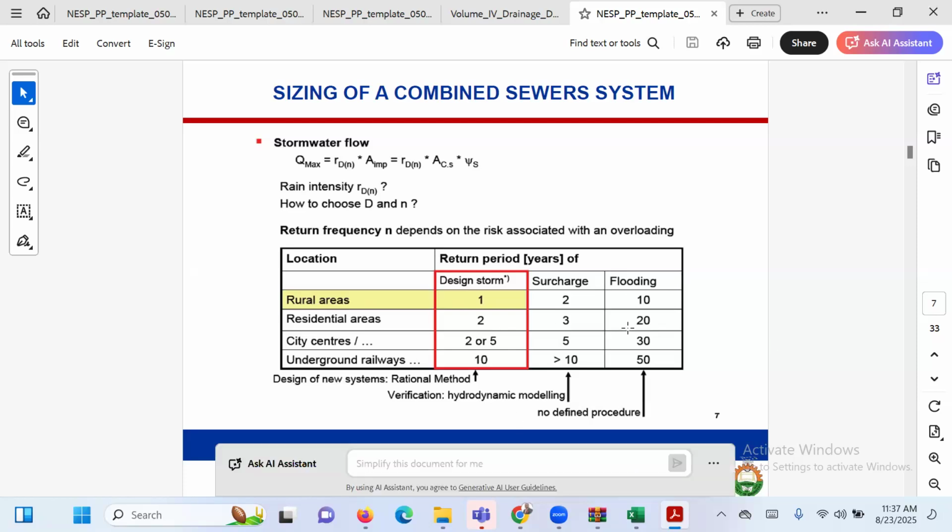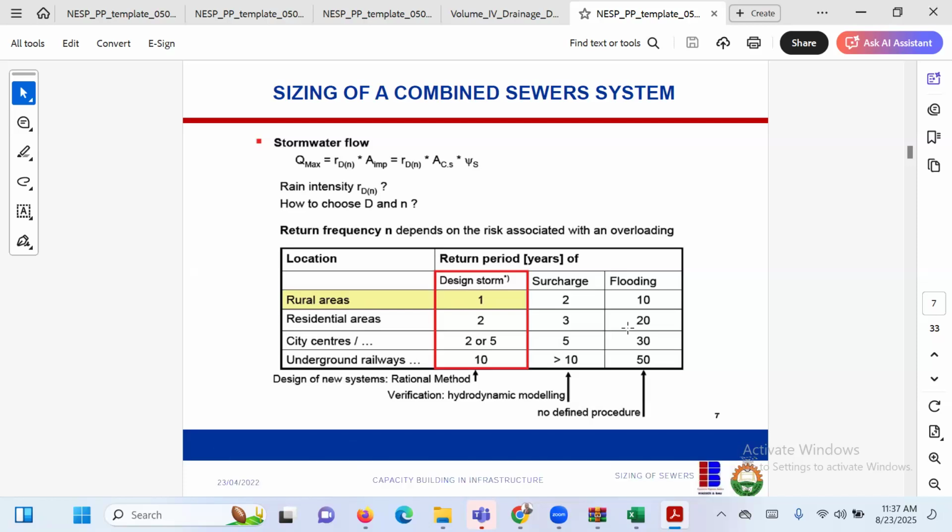So if you are designing for flooding, it's a different game. It means you are designing for the worst case scenario. So in that case, you use the value of 20. The return period will be 20. If you are designing for city centers, you either use 1 or 5 for your normal storm design. And then for flooding, you design against 50 years.